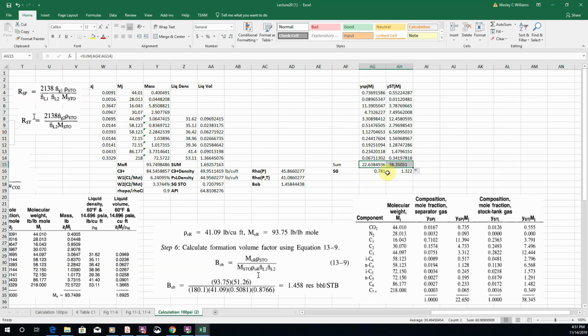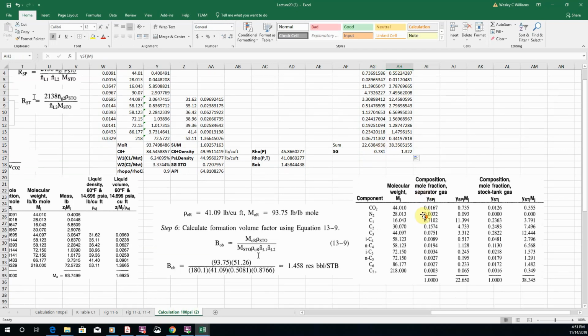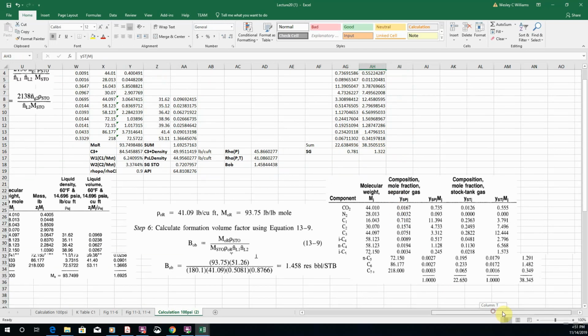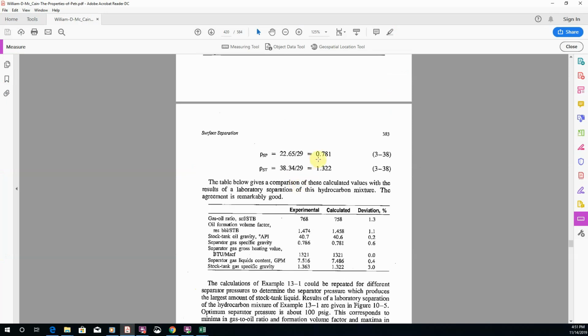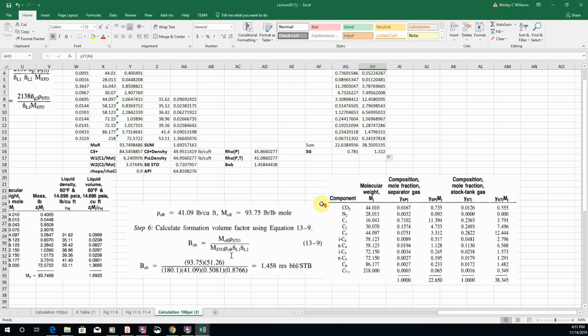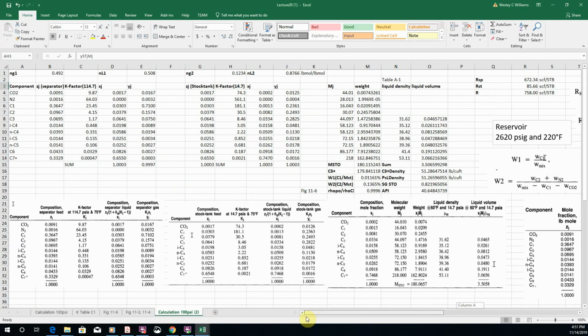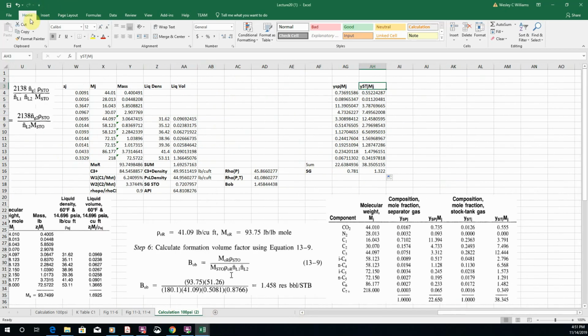We can copy this over, copy that over, and we get the specific gravity of the separator gas and stock tank gas, 0.78 and 1.32. I'm trying to think, I may have to just show that. I didn't think I cut those values here. Let's see, yeah, 0.781, 1.32. So that's the full answer of how you get example 13-1. Other problems are quite similar to this for separators. And it's a really good use of Excel modeling.